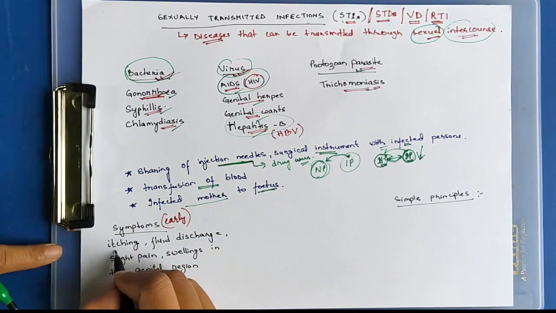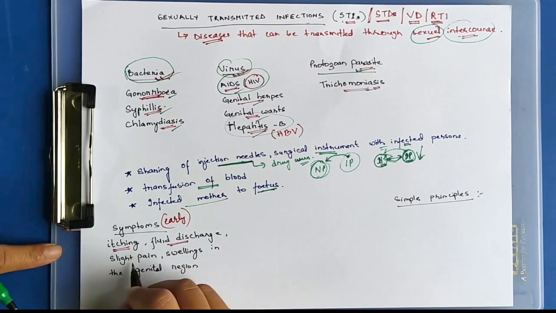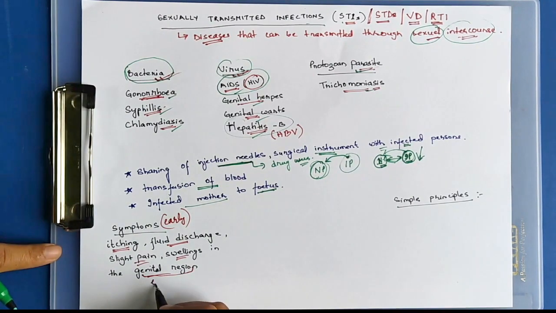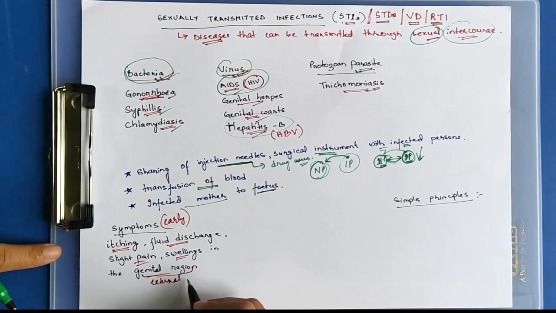Early symptoms are itching, fluid discharge, slight pain, swellings in the genital regions. Genital regions means the external sex organs.